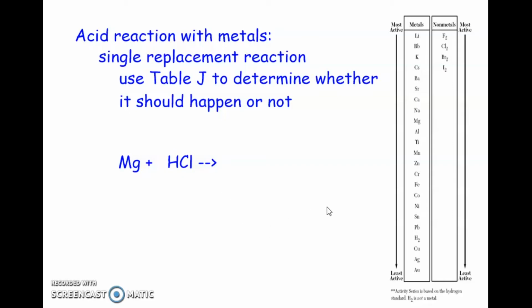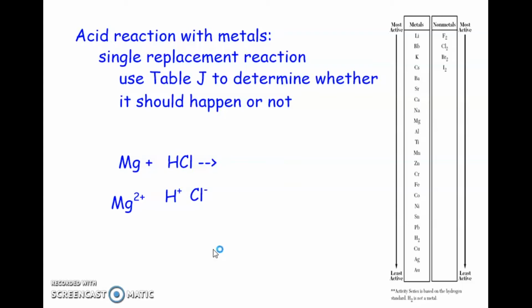The first thing we want to do is recognize this will be a single replacement reaction. So we need to think about the charges on the different ions that can form. Magnesium here is an atom, but when magnesium forms an ion, which it will in this reaction, it's going to form a +2 charge. In HCl, the H forms a +1 charge and the Cl forms a -1 charge.